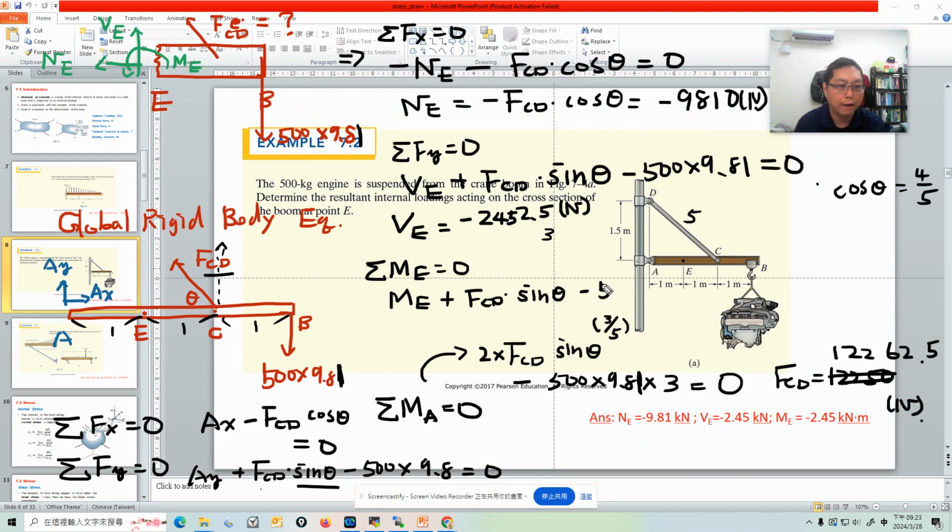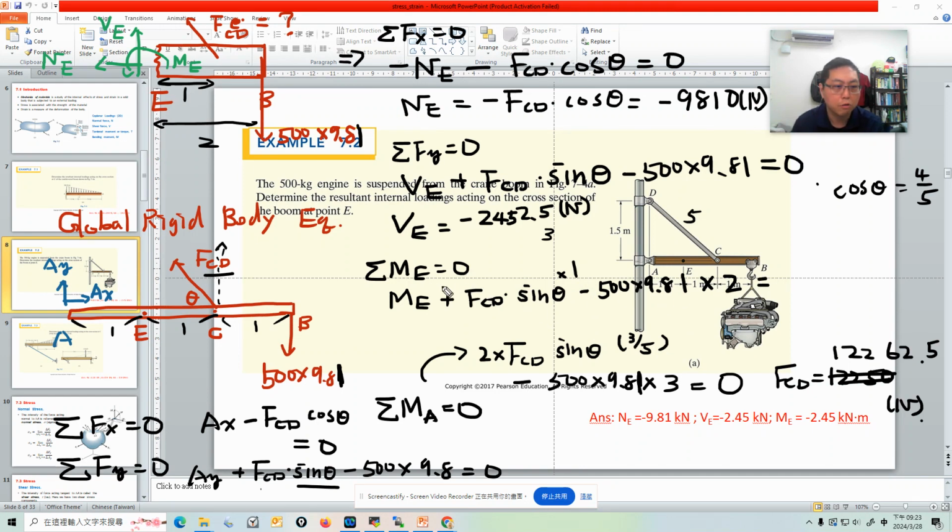So it's minus 500 times 9.81. Don't forget the lever arm. The lever arm between E and B is 2. Be careful. Here the lever arm is 1. Yeah, I forgot the 1 here. So we have to times 1 here. I forgot to times the lever arm, but we should write it out.